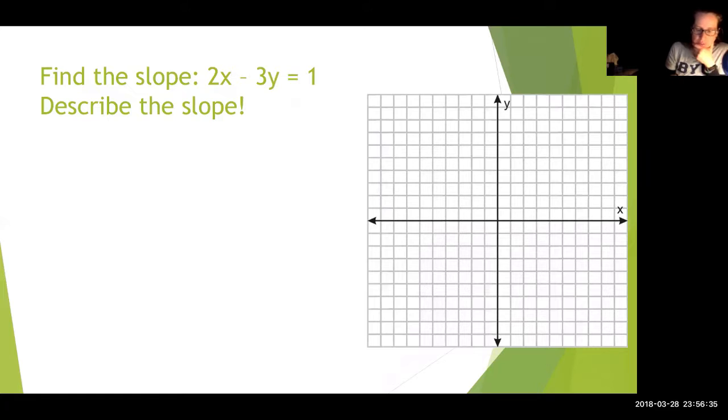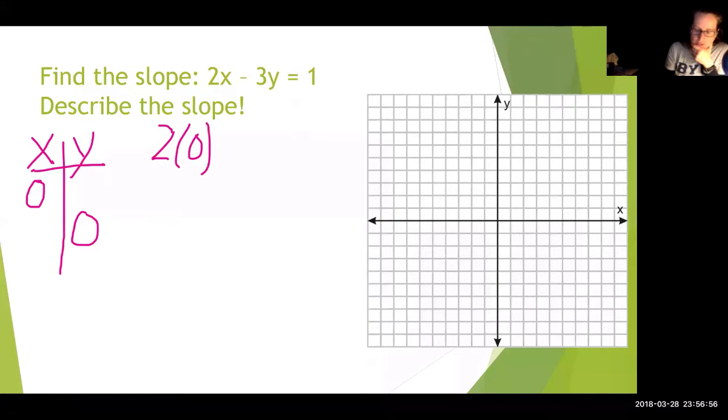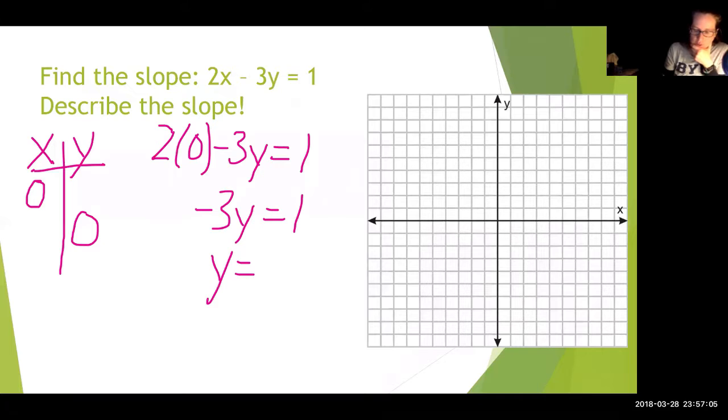So we're going to make a XY chart to find the points, and then we're going to use those points to find the slope. So let's choose some nice easy numbers. We're going to choose 0 for X, and then we'll choose a 0 for Y, and we'll see what we get. Okay, so let's say we have 0 for X. That's going to be 2 times 0 minus 3 times y is equal to 1. So the 2 times 0 gives us 0. And then we have negative 3y is equal to 1. And y is equal to, whoops, divided by negative 3 on both sides.